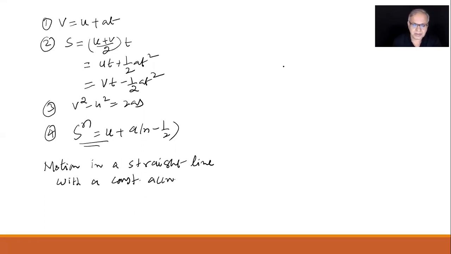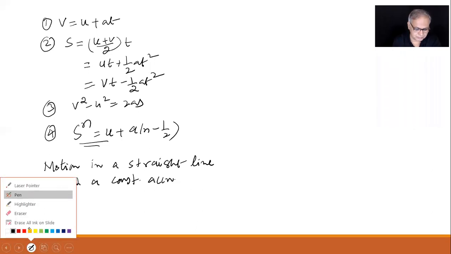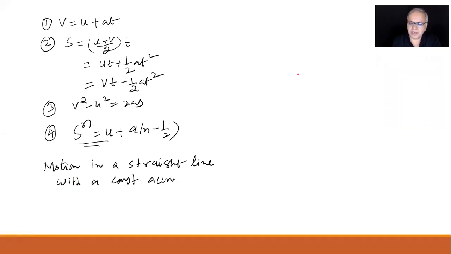This equation we derived from the definition of displacement equals average velocity into time, and we have told that only when the particle moves with a constant acceleration the average velocity can be written as (initial plus final) by 2. Otherwise we cannot write. By substituting u equals v minus at we got this. But we'll also show it from the graph here.